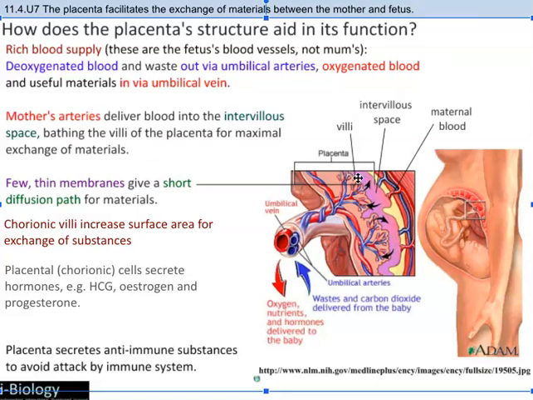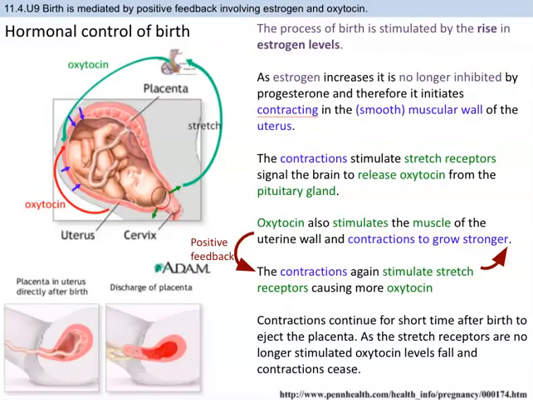This intervillous space with a fluid there is going to aid in the exchange of materials from the mother's blood system and her arteries to the new baby over here with the placenta. And then the last part about childbirth is that it is mediated or controlled by the positive feedback involving estrogen and oxytocin. So how does this work?